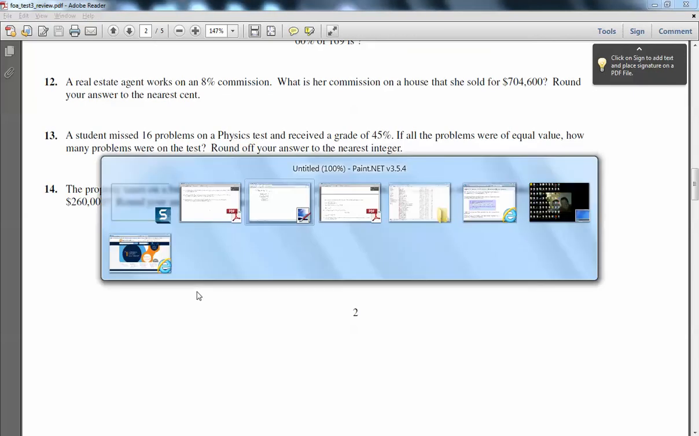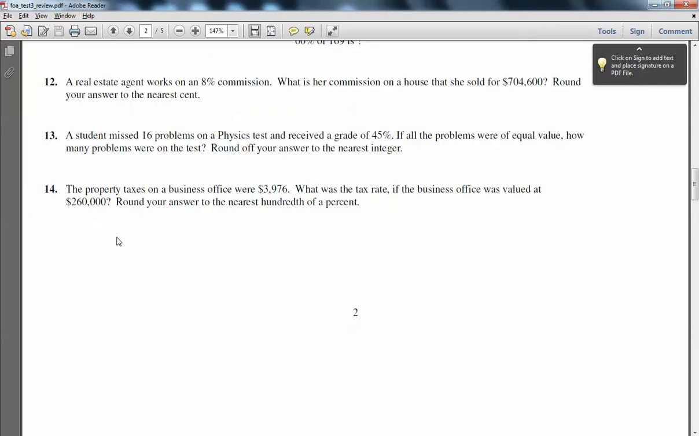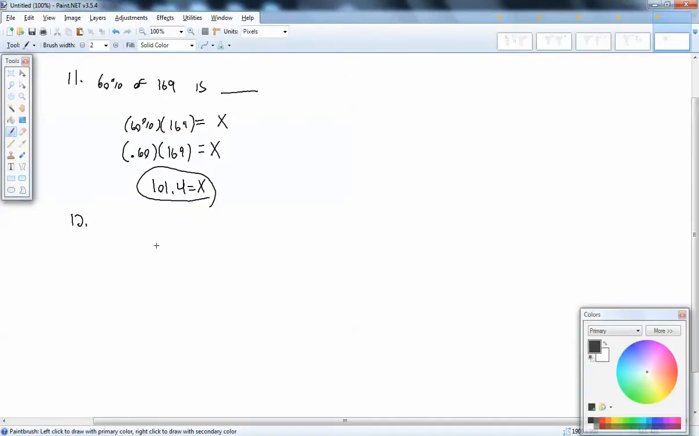Let's look at 12. A real estate agent works on an 8% commission. What is her commission on a house that she sold for $704,600? The formula for this is our commission is equal to your commission rate times house price. Probably more accurately, that'd be how much it's sold for, but that's sometimes different than house price.